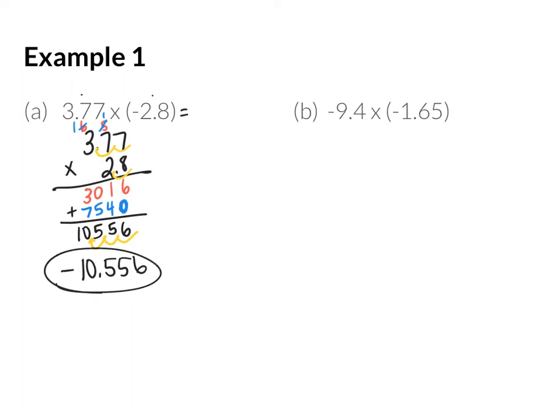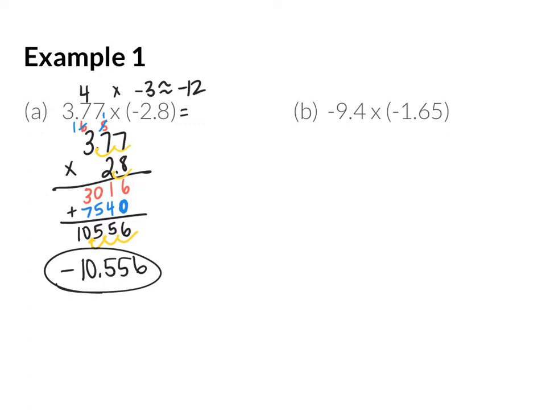Now you can utilize some of those estimation procedures that we used before. Round the 3.77 to about 4, multiplied by negative 2.8 to about negative 3. That should give you about negative 12. And negative 10.556 is actually pretty close to negative 12.